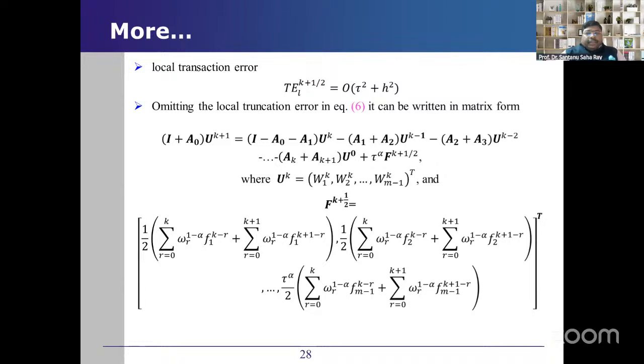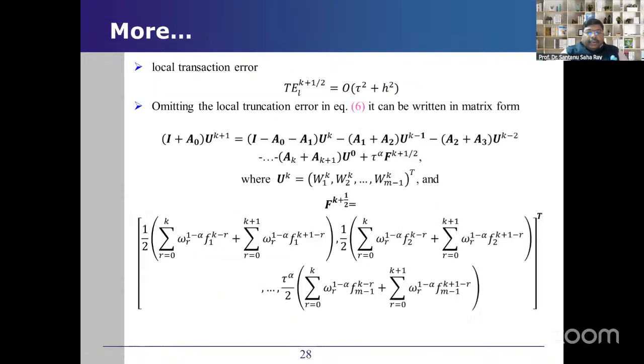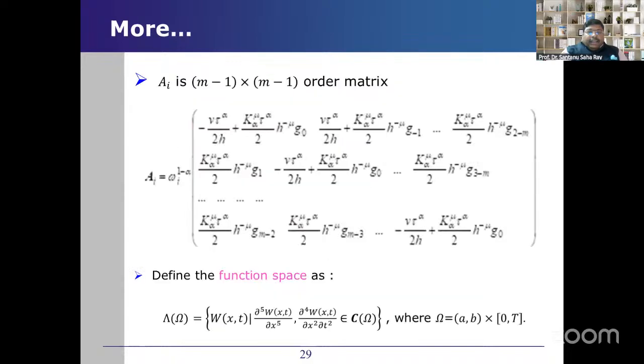Anyhow, this equation is actually the implicit finite difference equation. Here, each A_i is the symmetric matrix of order M-1 by M-1.